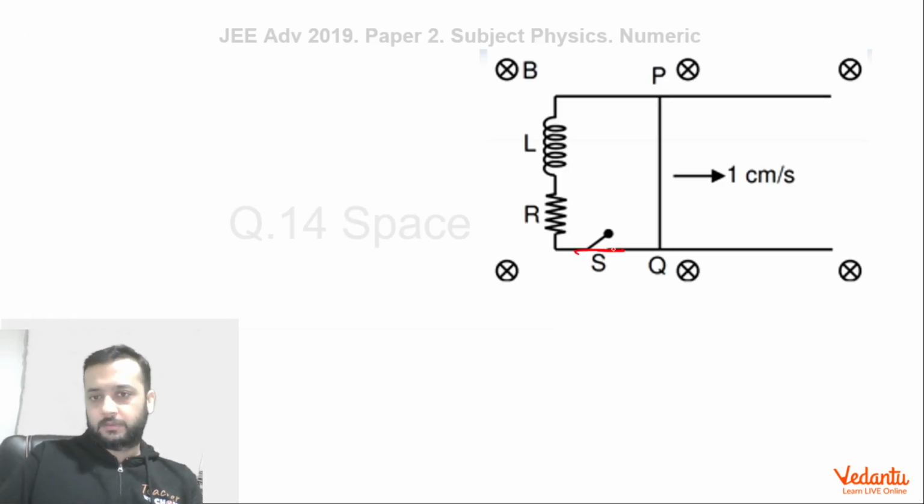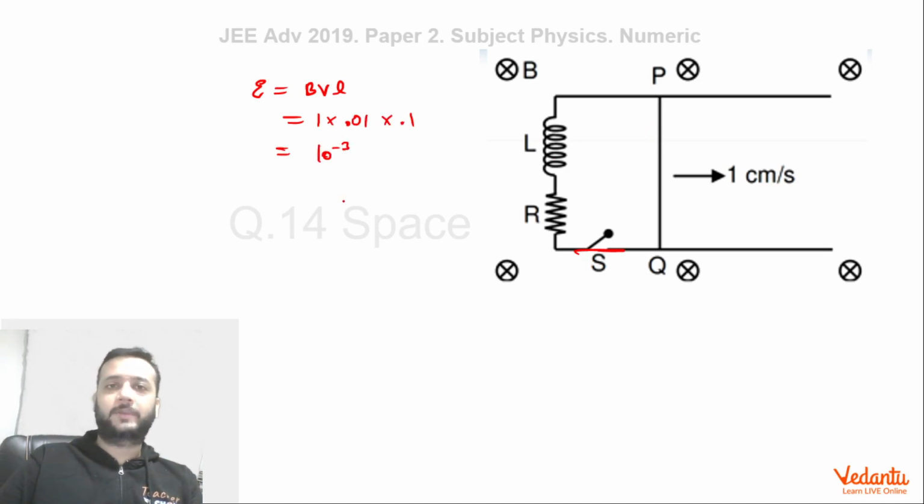So let's find the value of the induced EMF. That will be BVL, right? Because magnetic field, velocity and length are all mutually perpendicular to each other over here, so we can simply multiply these three terms. The magnetic field is 1 Tesla, velocity is 0.01 in meters per second, and the length of the rod given was 10 centimeters, which will become 0.1. That means the induced EMF will be 10 to the power minus 3.